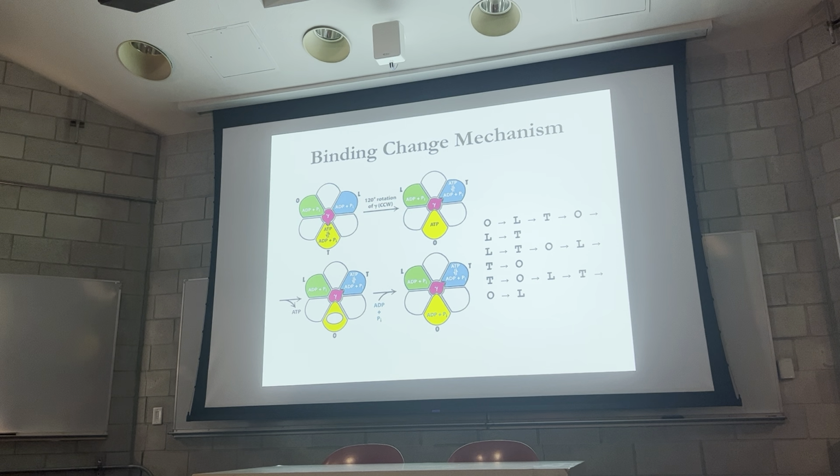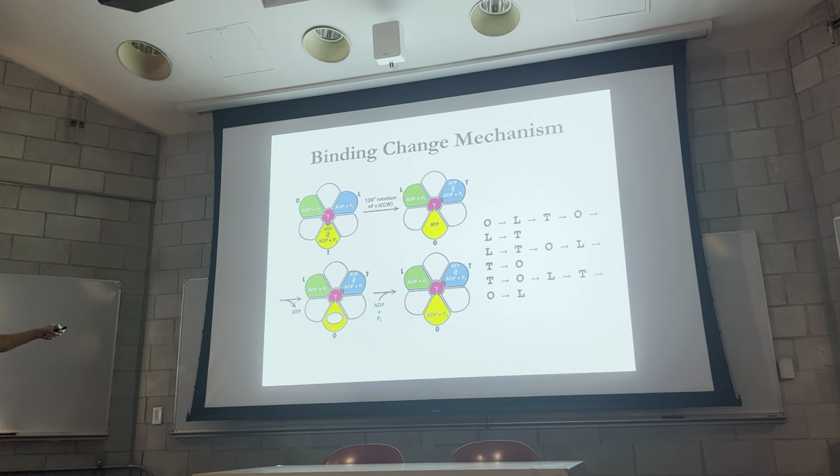So this slide is just summarizing with an image what I said. They're trying to show you that the gamma stalk has three different interfaces that face the beta subunits: the pointy one, the concave one, and the flat one. When the flat one interacts with this beta subunit, it's in the loose conformation. When the pointy surface of gamma points to this beta subunit, it's in the tight conformation. And when the concave surface interacts with this beta subunit, that's the open conformation.